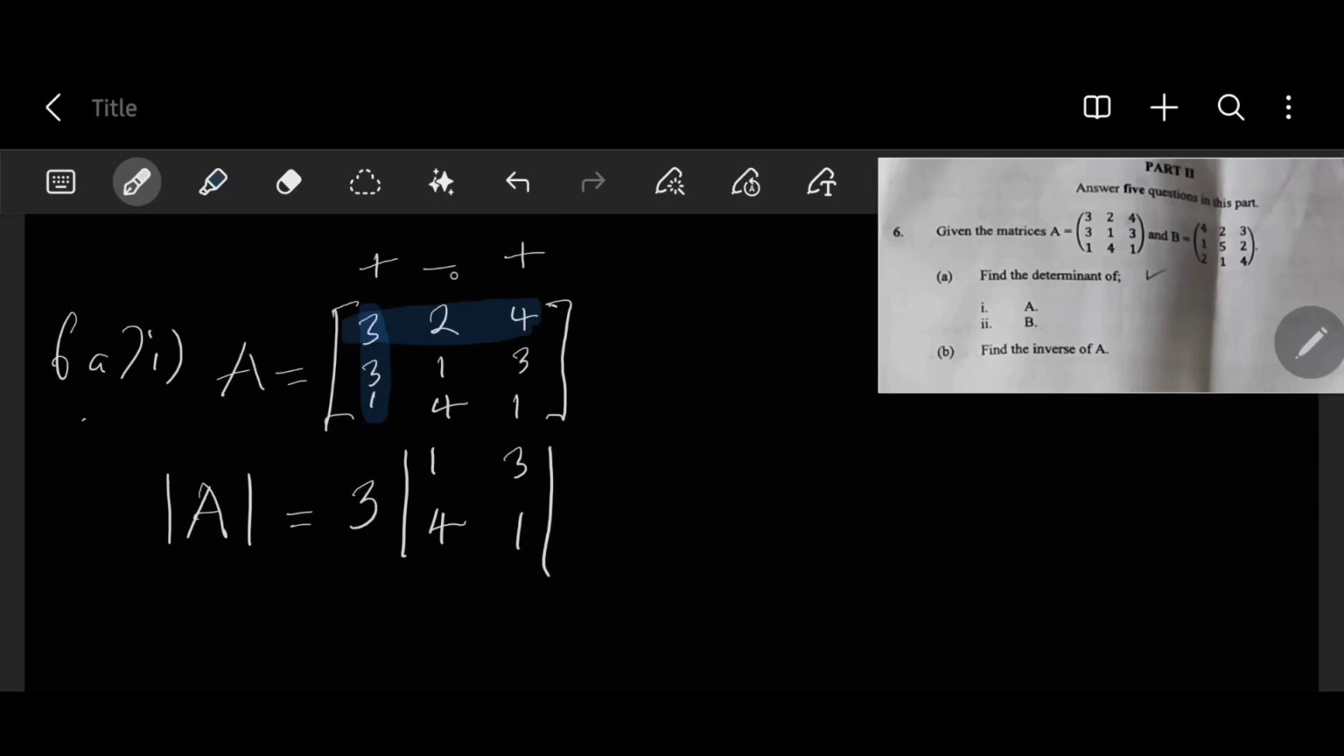Then the next one is negative. What I'm going to have there is 2. Then that 2, I'm going to cover up the column it falls under and also the row where it is. So what am I left with? I'm left with 3, 1, 3, 1.